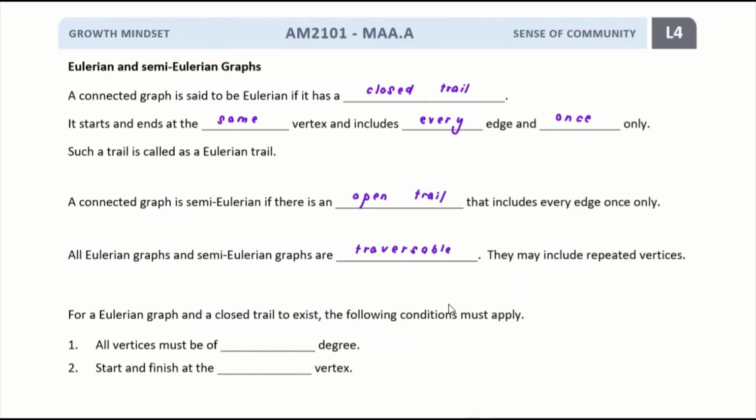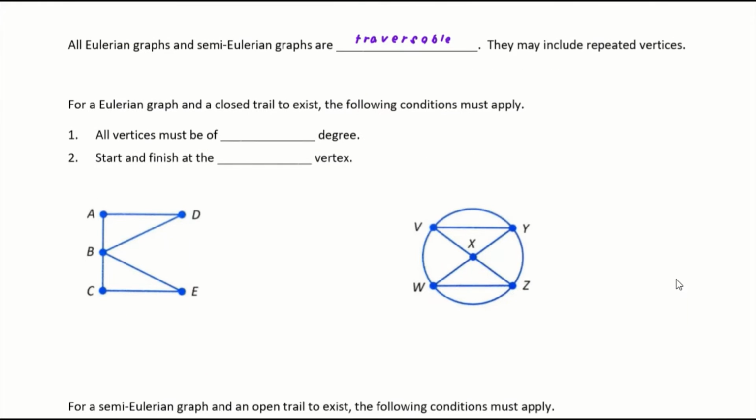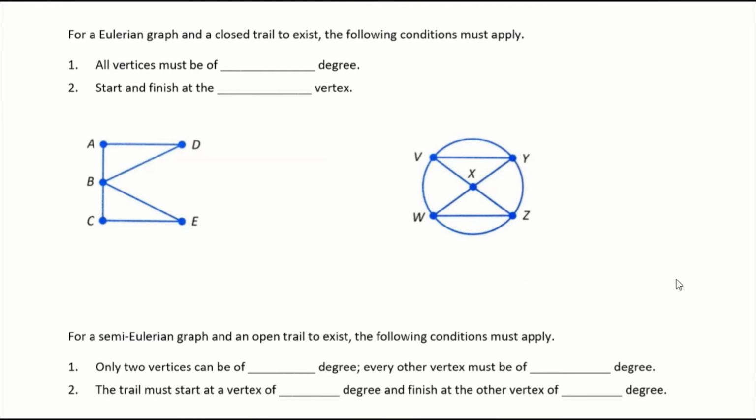Okay, so for all the Eulerian graph and semi-Eulerian graph, you can repeat vertices. It's just that you can't repeat the edges. Later we are going to look at some examples of Eulerian graph. For Eulerian graph, there are some tips or shortcuts that can help you to identify whether a graph is a Eulerian graph or not.